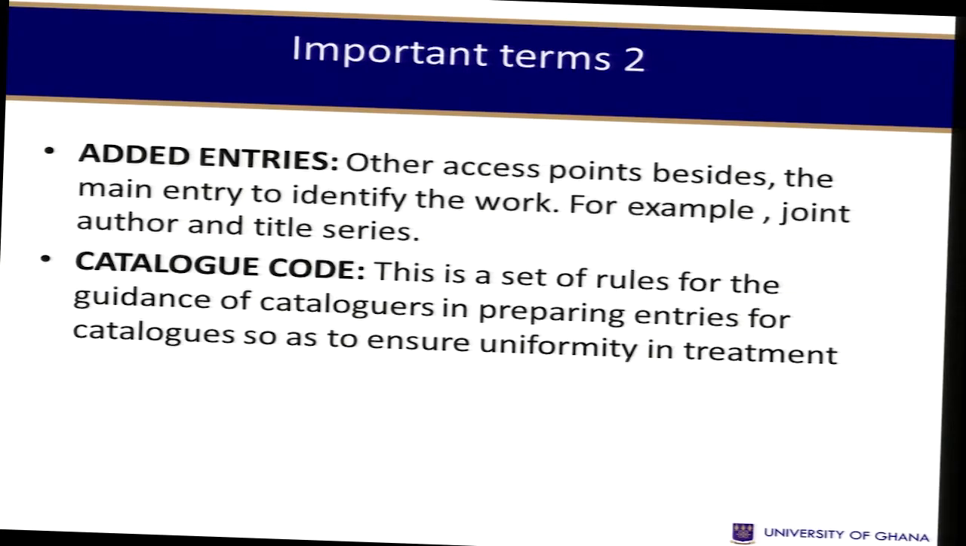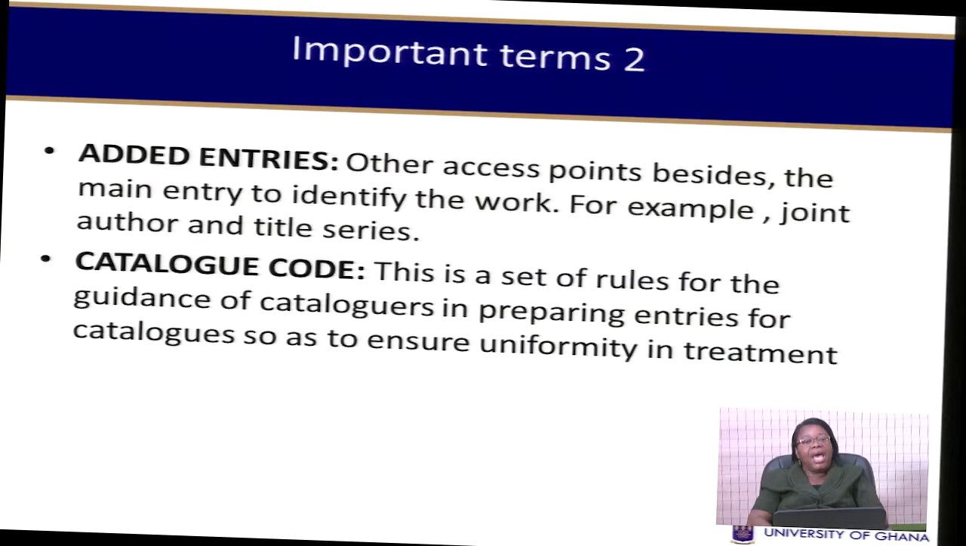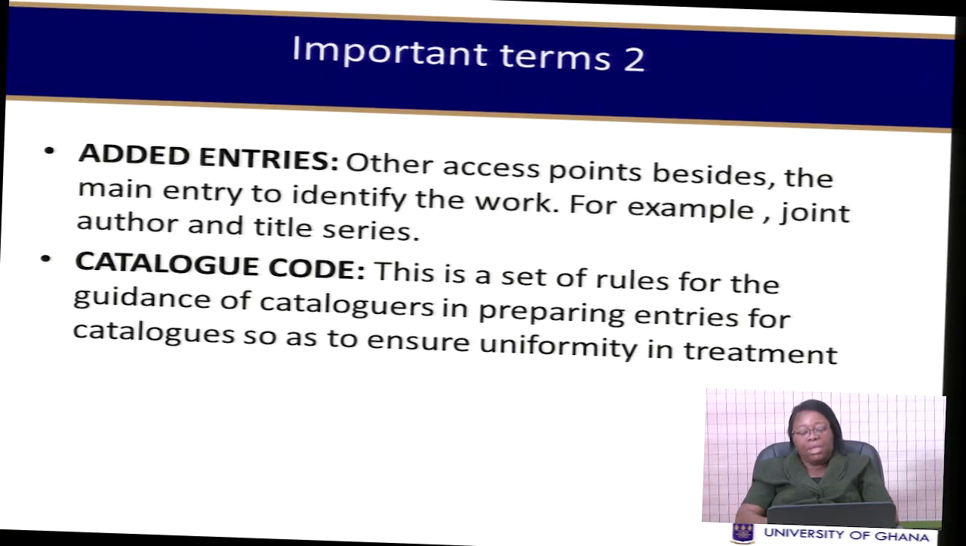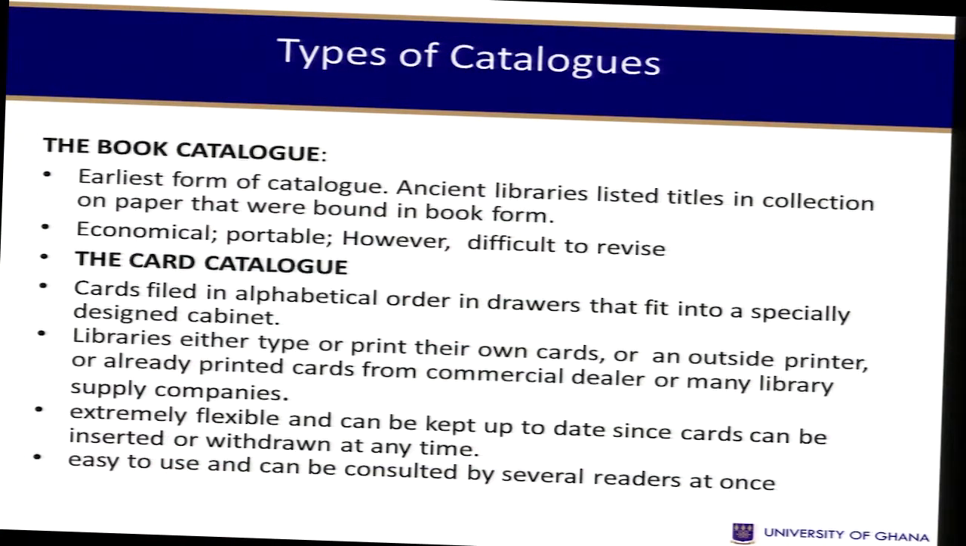Then we have what we call the catalog code. This is a set of rules for the guidance of catalogers in preparing entries for catalogs so as to ensure uniformity in treatment. We have different types of catalogs. So I'm just going to mention them. It's important that you go through all of them.